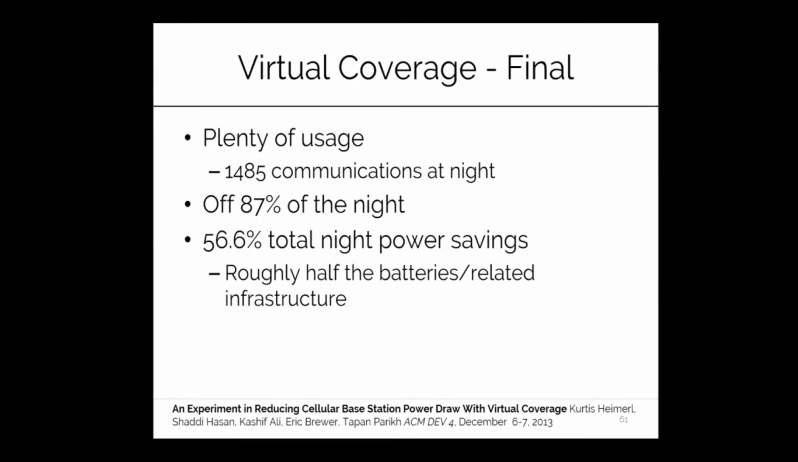So virtual coverage was a success. We saw plenty of usage, around 1,500 messages, and the base station was in idle mode 87% of the time at night. So we were able to cut that power budget significantly. That means 56% total power savings. Basically, roughly half the batteries were required for this network over a traditional install. All right, great, right? Now we have a sustainable network that people like, that's low power and fits the community.